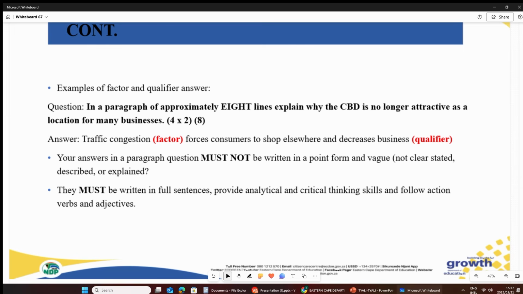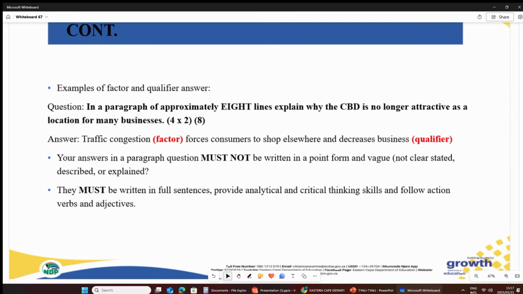So as I was saying, examples of the factor and a qualifier. For the factor and the qualifier, we said stating the fact alone is not sufficient. You need to qualify the fact. You need to give us a reason why or how this fact is relevant. In a paragraph of approximately 8 lines, explain why the CBD is no longer attractive as a location for many businesses. The answer is traffic congestion.